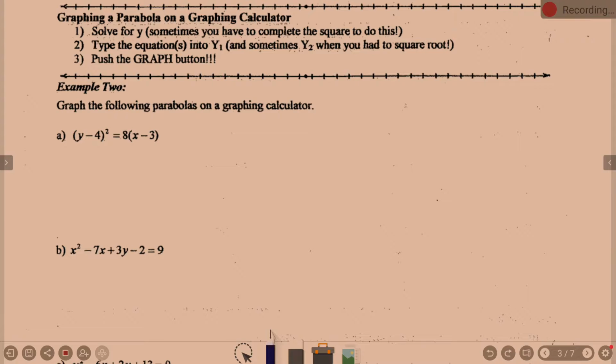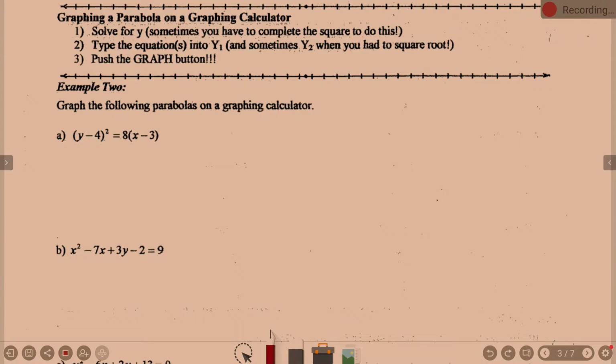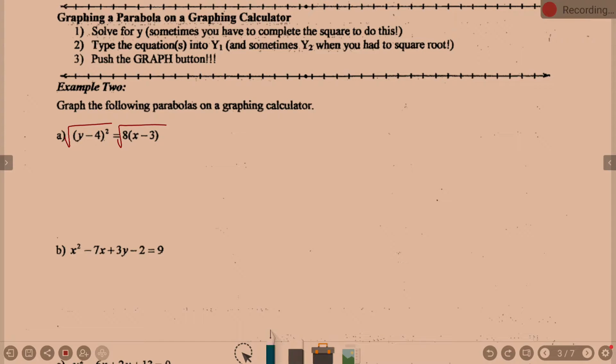Now, how do we solve for y? If it's y minus 4 quantity squared, the first step is going to be to square root to get rid of that square. If you square root the left, we've got to square root the right. Now, as I square root, what's the square root of y minus 4 quantity squared? Y minus 4. What's the square root of 8 times x minus 3?